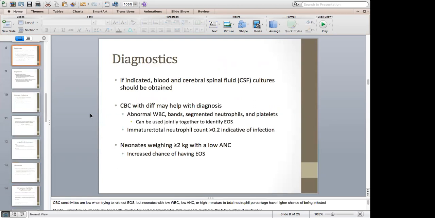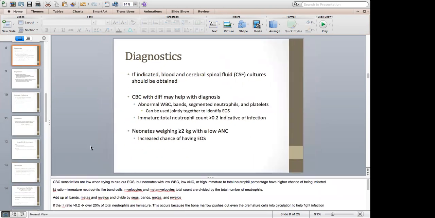So if it is indicated, blood and cerebral spinal fluid culture should be obtained, and a CBC with DIF may help with diagnosis. Abnormal white blood cells, bands, segmented neutrophils, and platelets can jointly be used to identify early onset sepsis. Something else that we use is the immature to total neutrophil count. Basically, it takes the immature neutrophils like the band cells, myelocytes, and metamyelocytes, and divides it by the total number of neutrophils, which includes segs.